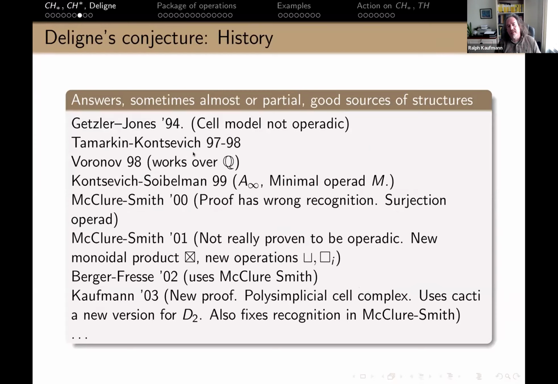Tamarkin and Kontsevich solved it. Again, this is a story. Tamarkin had some proof, and Kontsevich improved that so that it's true.